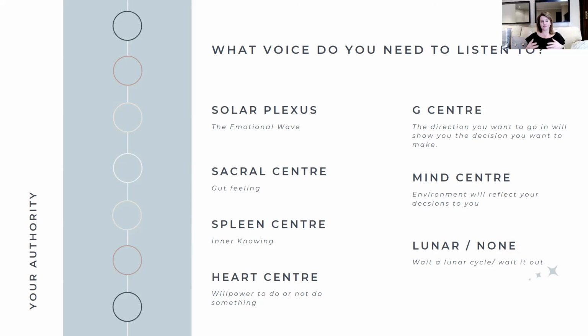And it's kind of the same for the reflector, which is also none or lunar. Your lunar authority is that you have to wait 28 days to make a decision, sometimes even 2 or 3 moon cycles, like for the very big things. And you also have to have your very closely curated circle of trusted friends or family that you can ask things to that will then be reflected back to you.